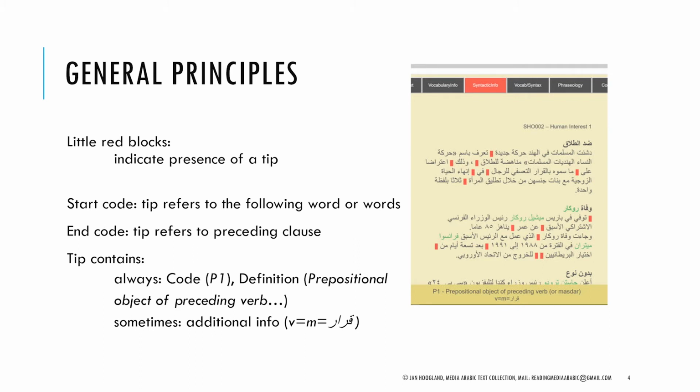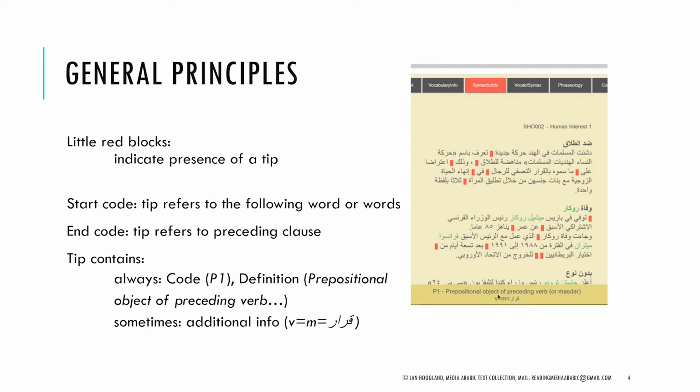So a tip always contains a code and a definition. In this particular example, the code is P1 and the definition is prepositional object of preceding verb or masdar. These two are always related to each other. The set of codes, especially the most frequent codes, it may be easy for you just to learn them by heart, but by just using it properly, you will start recognizing P1 after some time because it's a highly frequent code. So there's always a code and a definition, and there may be additional information. In this case, there is. There is additional information telling you that the verb, which actually is a masdar, the M, is the word qarar.